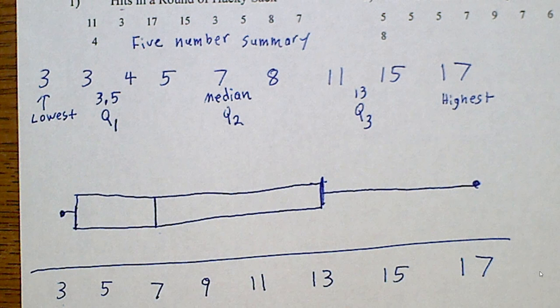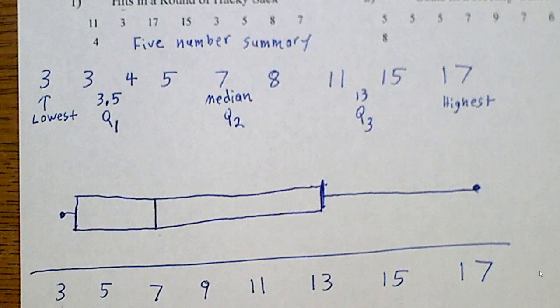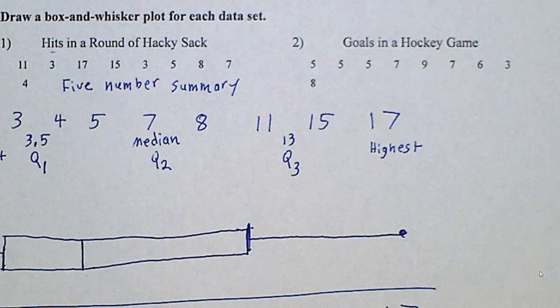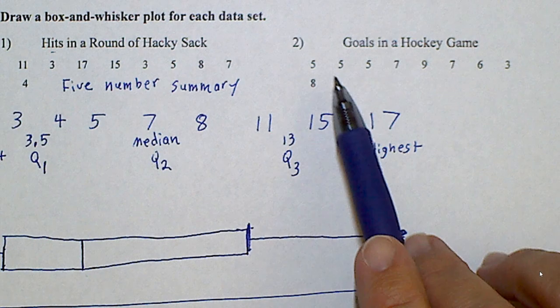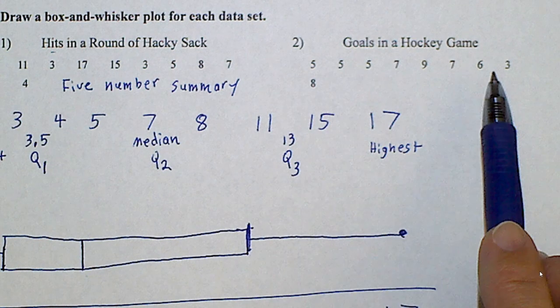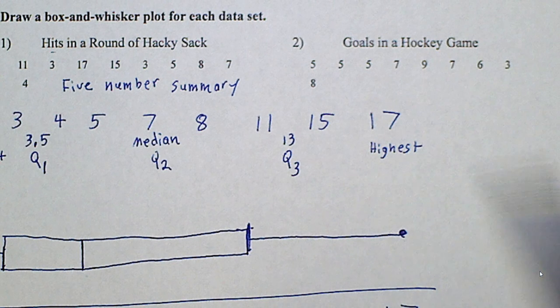Okay? All right, so we have another example that I want you guys to try, and all the work is going to be down below because we used up too much room. But pause the video and see if you can do this one, goals in a hockey game. See if you can find the 5-number summary, and then see if you can make a box whisker plot on a number line. Okay, pause the video here and then give it a try.